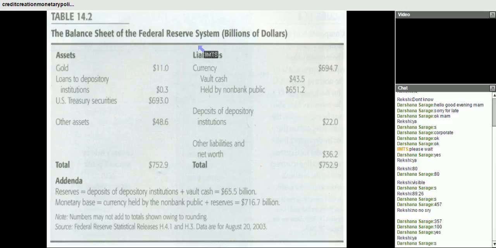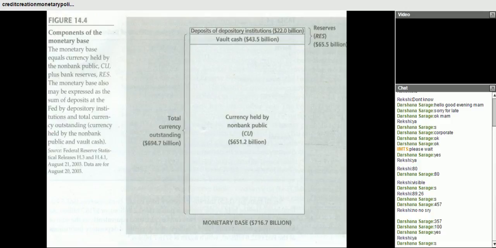Now since this is for the Federal Reserve System, meaning the Federal Bank of the US, we are talking about the US. So it has US Treasury securities, other assets and all that. So you can see the balance sheet is balancing well. That is the main point.